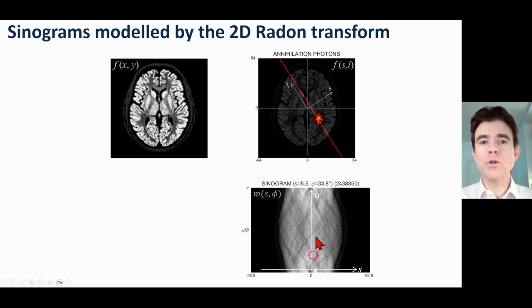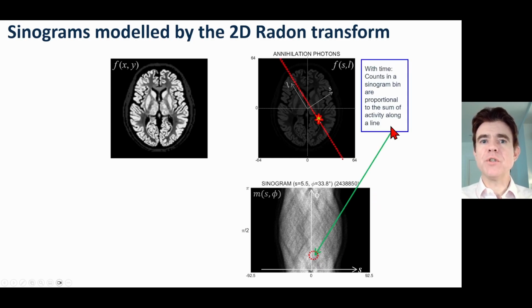So I can therefore look at the sinogram and say, okay, a position S and a viewing angle phi, that line through the field of view corresponds to a particular sinogram bin. I've exaggerated it here with this large red circle, and so we can relate any line through the field of view with a particular location or bin on a sinogram.